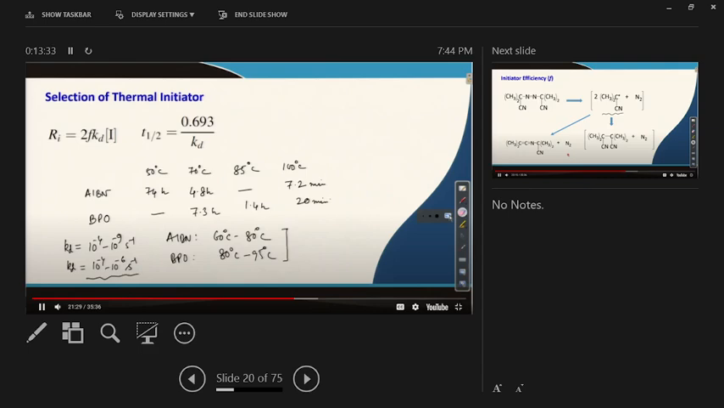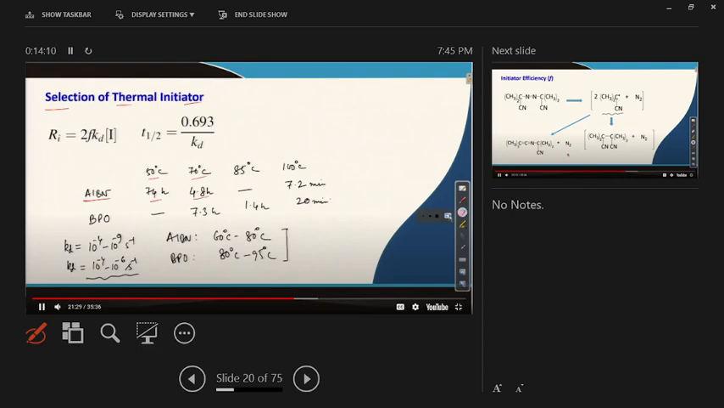Okay, so now the selection of thermal initiator. The selection of thermal initiator is very important. It depends on its property, its half-life, how long it requires to reach half-life. And half-life also depends on the temperature, at what temperature your reaction is going to happen. So you need to keep all these things in mind, then only can you select a particular initiator for your reaction. Some examples are given here. AIBN: at 50 degrees centigrade, 74 hours is the half-life, and 4.8 at 70.